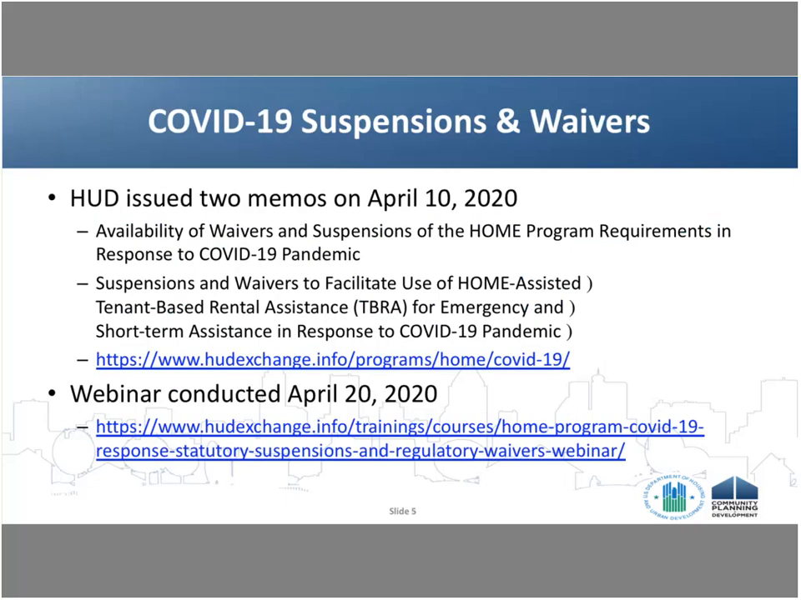Of course, the other two background resources that most of you have already seen are the two memos that HUD released on April 10th outlining the various statutory suspensions and regulatory waivers intended to respond to the COVID-19 pandemic. The first of those two memos outlined a range of suspensions and waivers across several categories of program requirements, while the second one is focused specifically on flexibilities intended to allow PJs to develop and deploy emergency TBRA programs. That one is obviously the primary basis of much of the material that we're covering today.